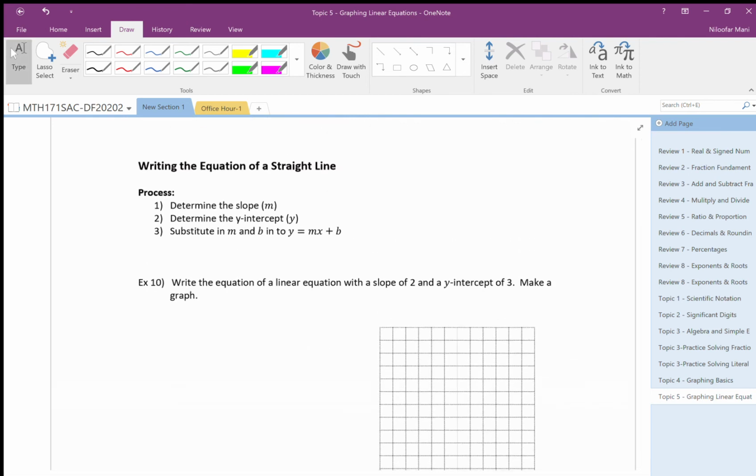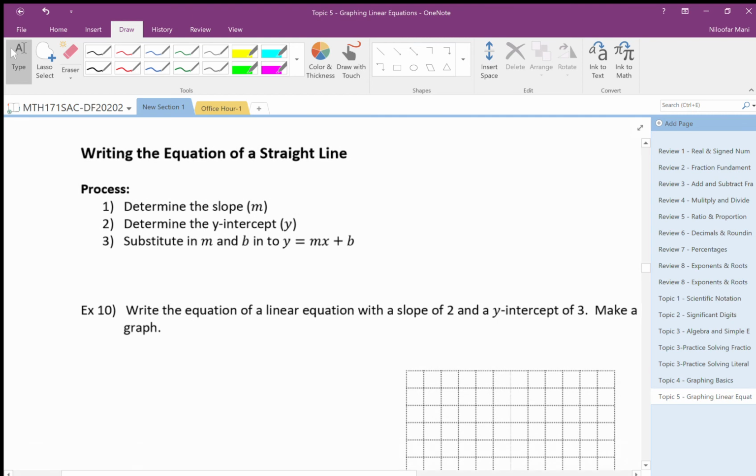Okay, so now I want to be able to write the equation of a line if I have information about the line. Maybe I give you points on the line, maybe a slope, maybe just a picture or graph of the line, and I want you to tell me the equation. In any of these cases, first you have to find the slope, then you have to find the y-intercept, and then write it this way.